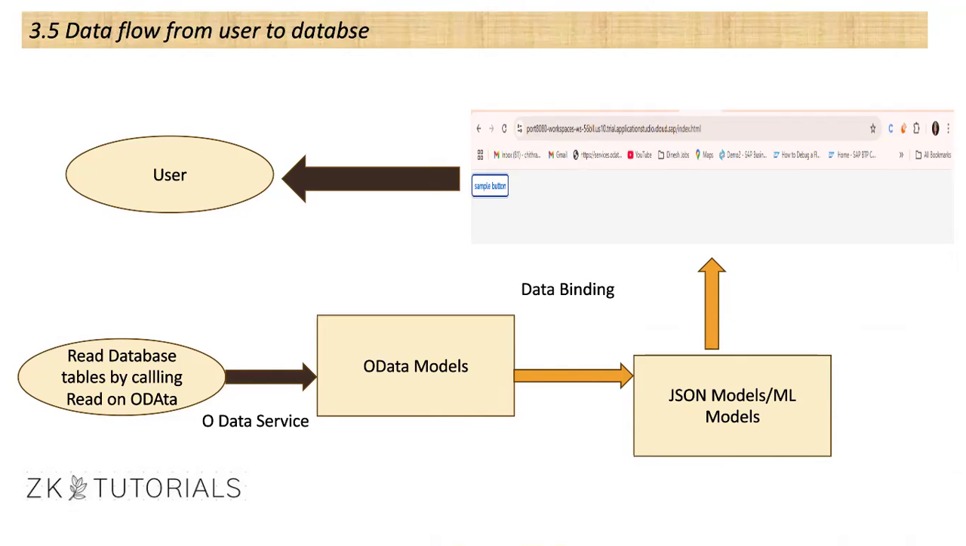We have observed two things. One is data binding, and the other is the OData model or JSON model. These are basically called models, which we have seen. So we need to understand what the models are and what data binding is in order to understand the data flow from the user. First, let us see what a JSON model is.